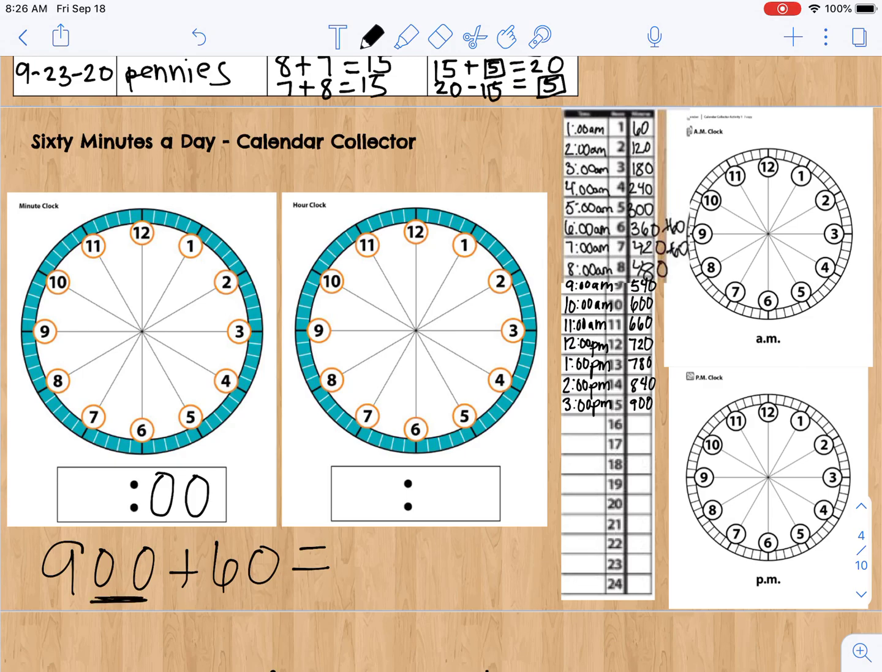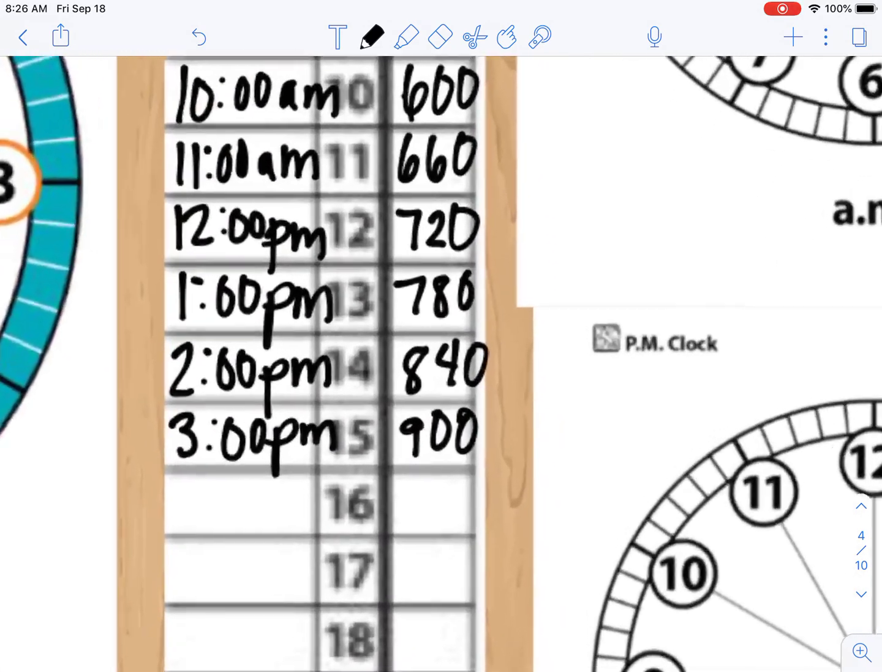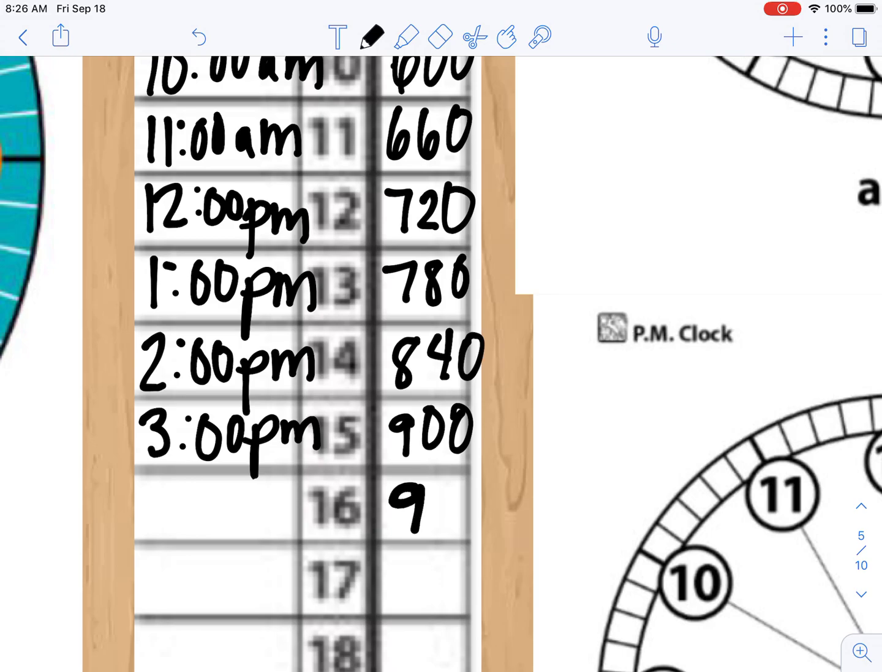Well, I know I don't have any 10s or 1s in 900. So if I add 6 10s, then I'm going to have those 900s, the 6 10s, and the 0 1s. 900 plus 60 is 960. So I can go ahead and fill that in, 960.